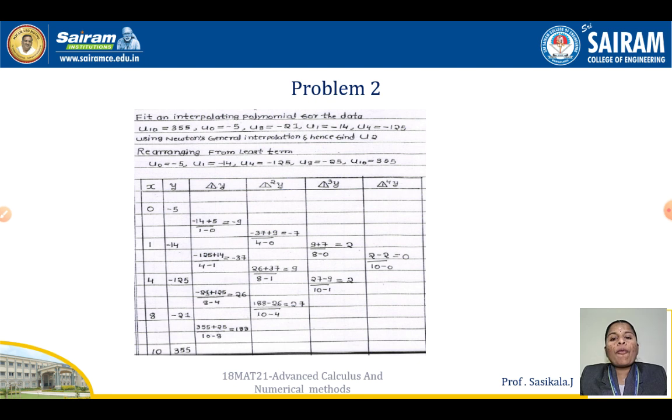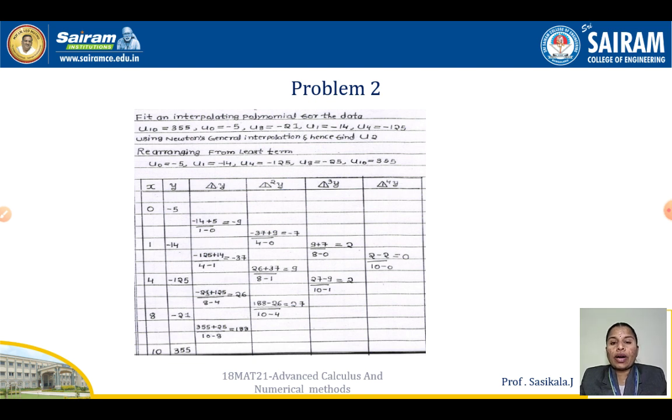Fit an interpolating polynomial. So here the question is different, right? Fit an interpolating polynomial for the data u10 is 355, u0 is minus 5, u8 is minus 21, u1 is minus 14, u4 is minus 125, using Newton's general interpolation, and hence find u2. So the function has been given in terms of u; you can write it as x also. At x is equal to 10, the u value or y value is 355.